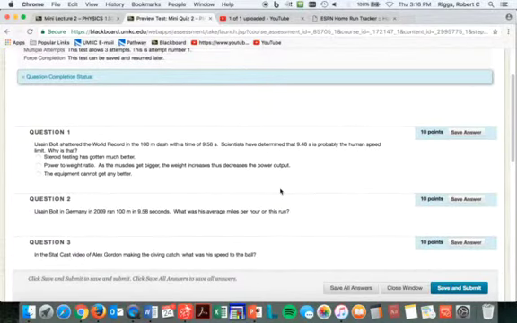All right, so Usain Bolt shattered the world record in the 100-meter dash. In Germany, he ran 100 meters in 9.58 seconds. What was the average speed in miles per hour on this run? I think we did that, but it was kind of sloppy, so let's take a look at how we'd actually do that again.